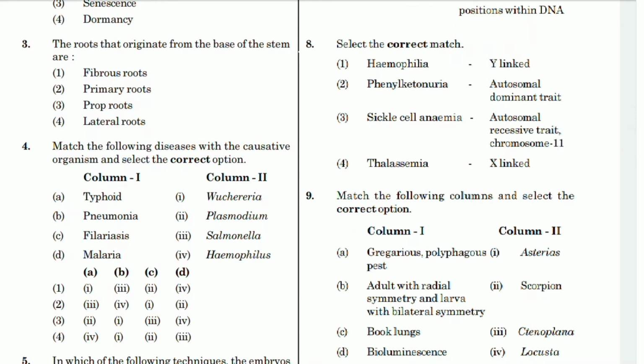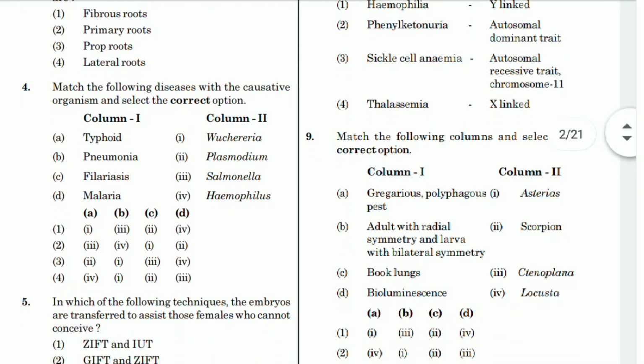The next question is a match the following. Match the following diseases with the causative organism and select the correct option. The answer should be like option 2, that is typhoid, Salmonella; pneumonia, Haemophilus; filariasis, Wuchereria; and malaria, Plasmodium. So the correct option is option 2.